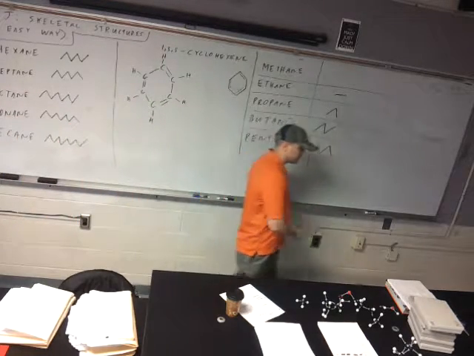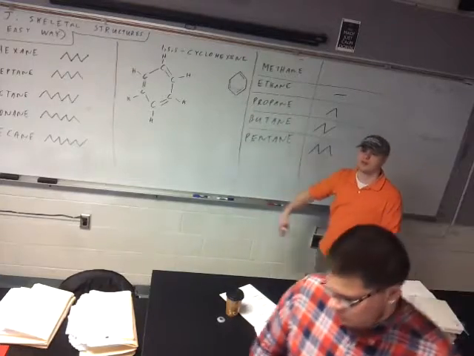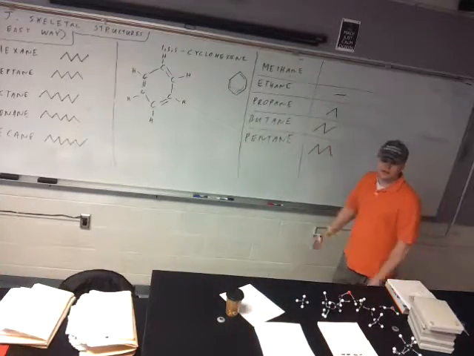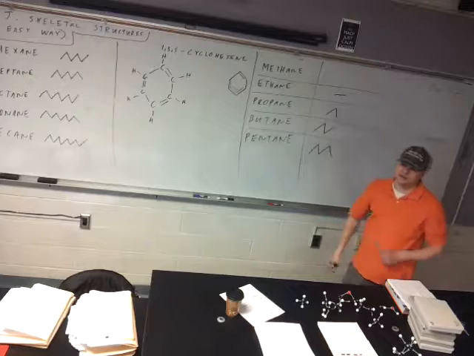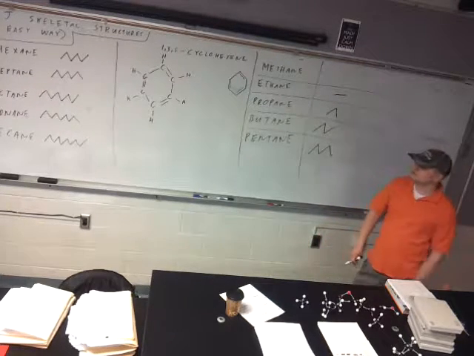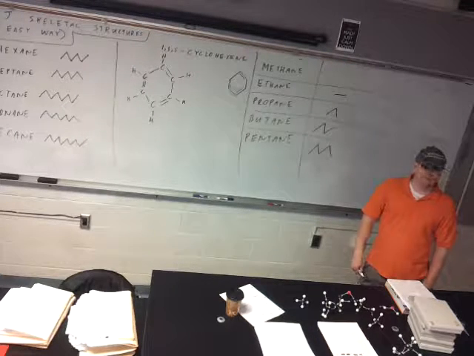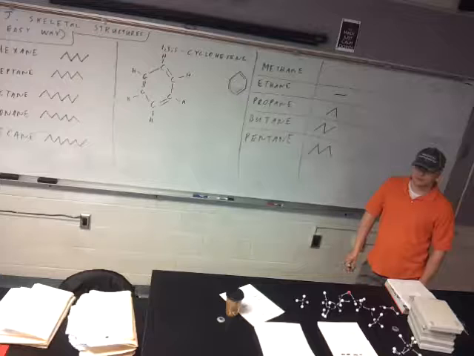And from here, anything else that I give you, except for a cyclic, you're going to start out just by drawing the alkane and then add on the other stuff. If it's cyclic, you're going to draw it in the shape of whatever it is, pentagon, hexagon, octagon, and so on. Questions? You good? All right.